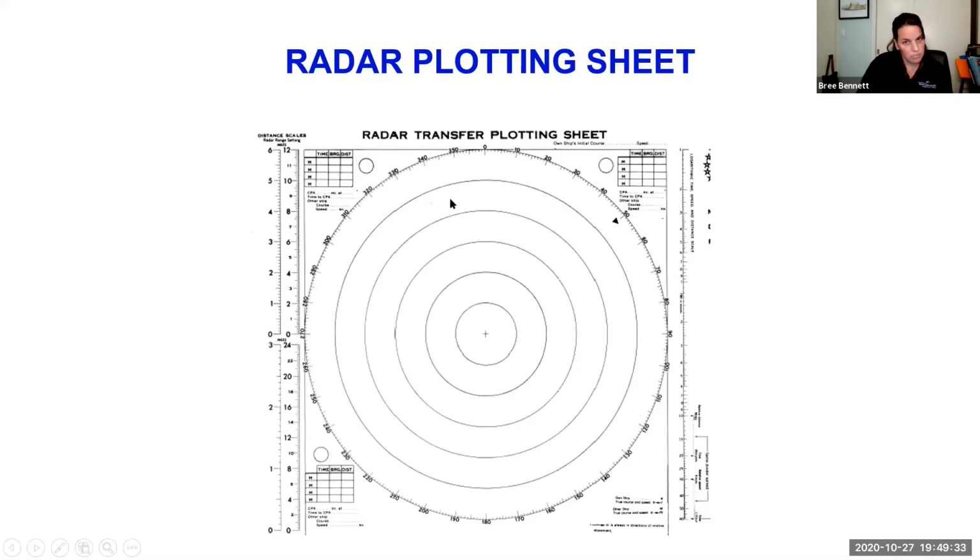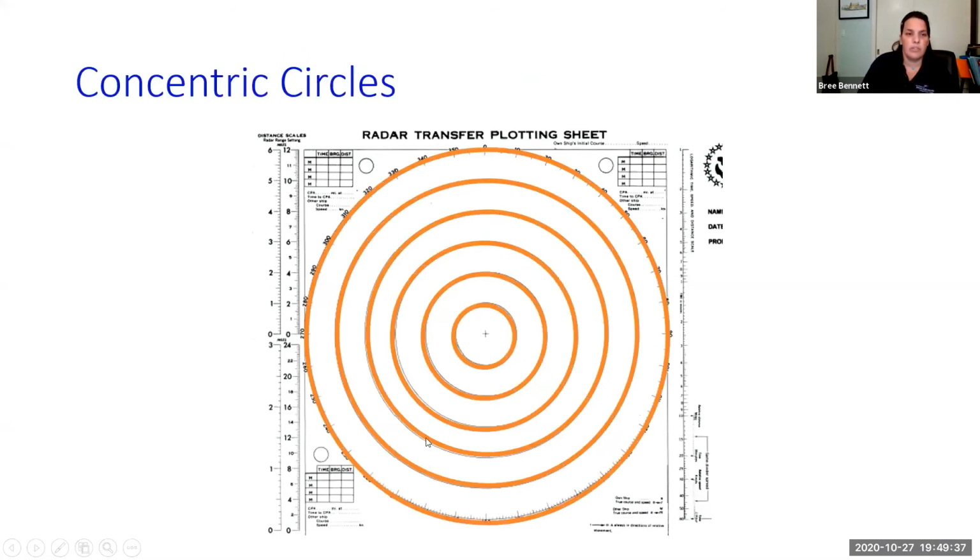So this is our radar transfer plotting sheet. So let's dive into it. We have our concentric circles, also sometimes called the radar rings, because you can put these rings over your radar screen as well. When they're on the radar screen, it's an easy, quick distance. Same on the plotting sheet, kind of a quick distance of how to tell where you are.